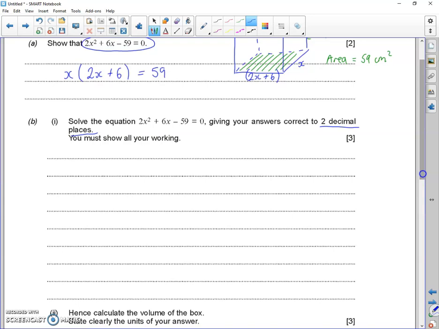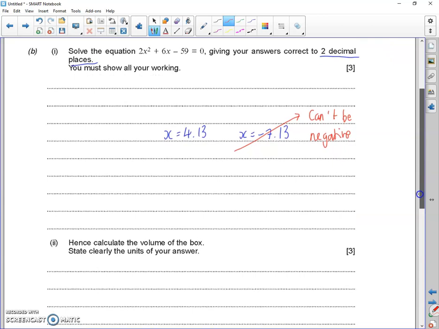You should get, if you've done it properly, that x is 4.13 when you do it with a plus, and x is minus 7.13 when you do it with a minus. Okay. Again, it's a real problem. X can't be negative. It doesn't ask us to explain it, but we'll still say that it can't be negative. And then the third part of the question, if I scroll down, look, it says, hence calculate the volume of the box. State clearly the units of your answer.